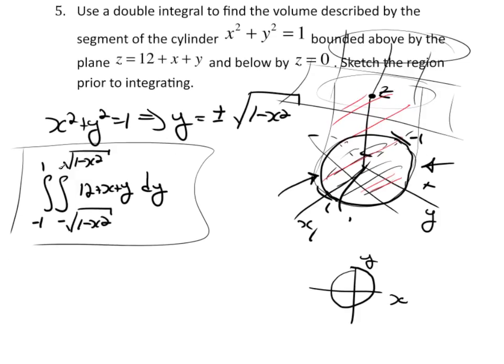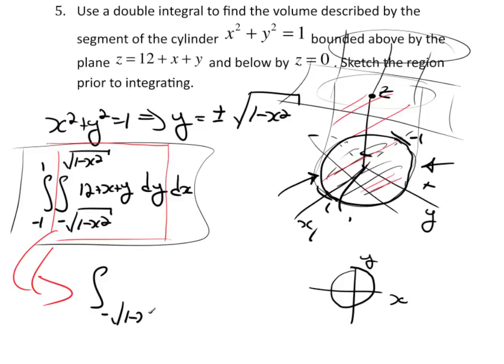So this is the integral that I need to work with. Like usual, I'm going to start off with just this piece. Oops, I kind of forgot my dx, didn't I? There we go, dx. Now I'm going to start off with just this piece and treat it like a separate problem. I have the integral from negative square root of 1 minus x squared to the square root of 1 minus x squared of 12 plus x plus y dy.